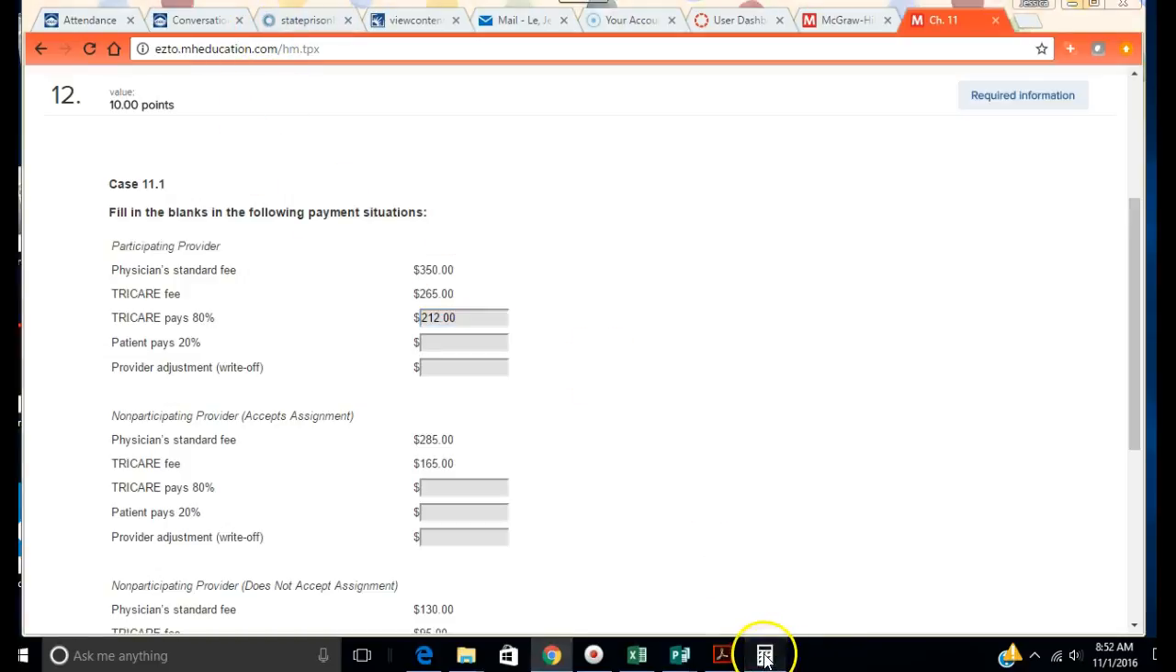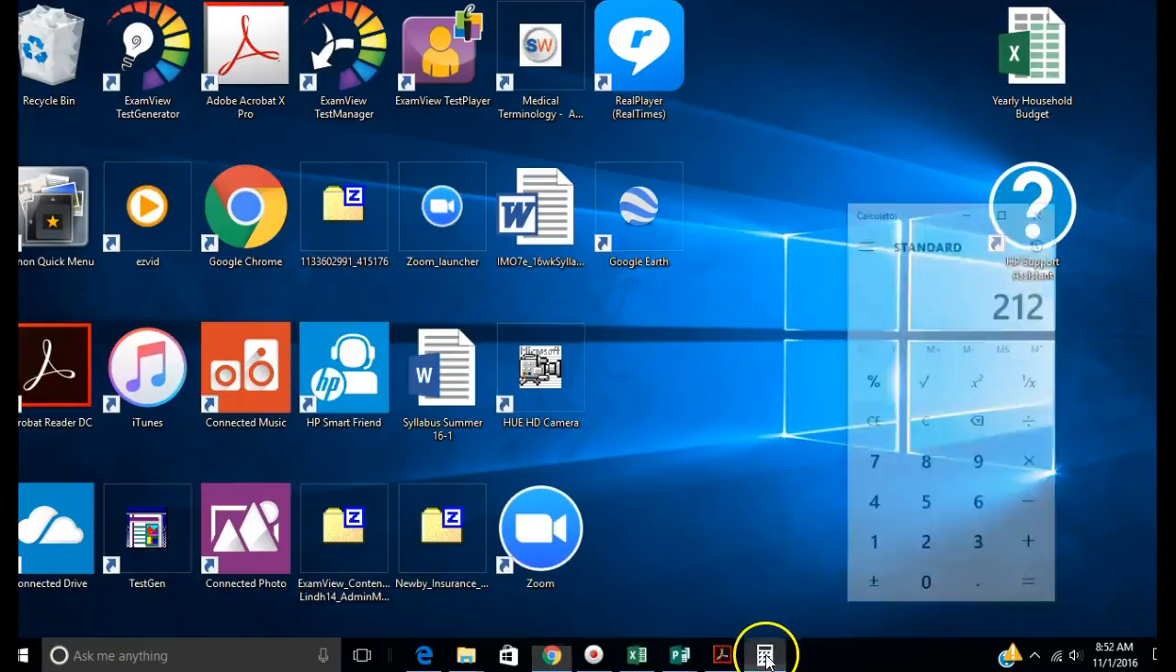It's been a struggle this morning. Bring my little calculator back up. I don't know what is going on with my calculator. Let me find my calculator. Sorry.